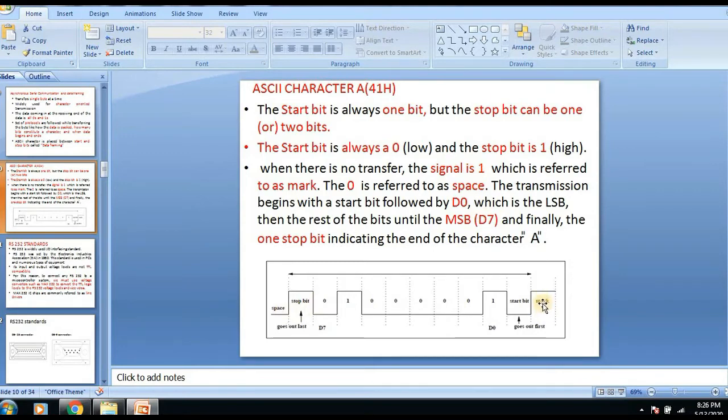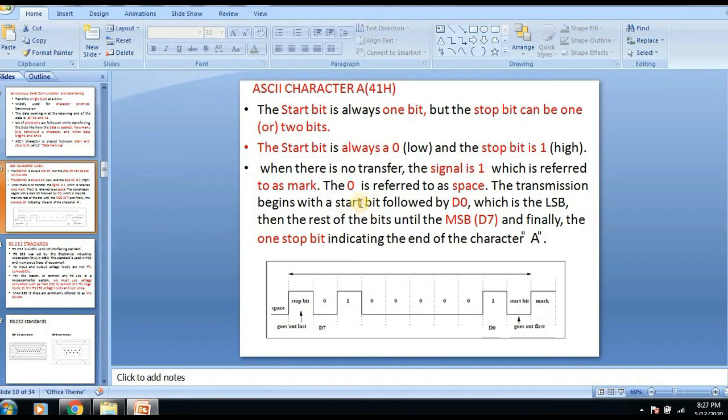So in this time it indicates that there is no transfer of the data. And that is okay. Next, the transmission always begins with the start bit, followed by D0, which is the LSB of the bits, and then the rest of the bits follow, and finally one stop bit indicating the end of the character. So this is how the data is framed before transmitting through the communication channel.